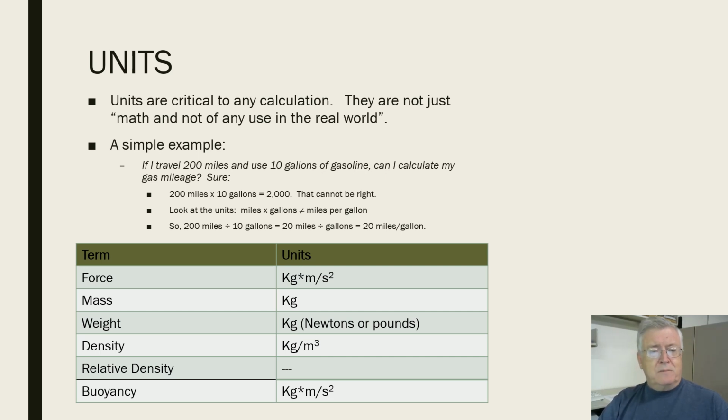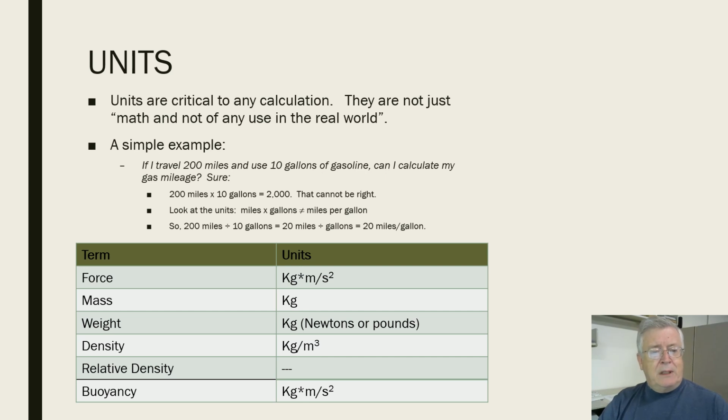Weight, you can use kilograms. It's also newtons or pounds. You can convert newtons into kilograms and vice versa, but that's what weight is.